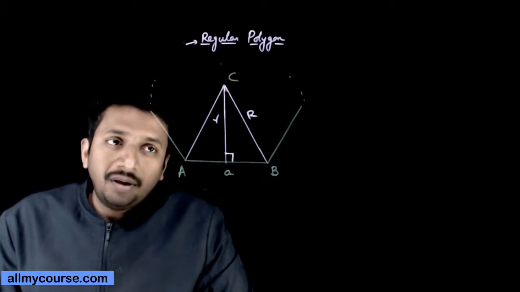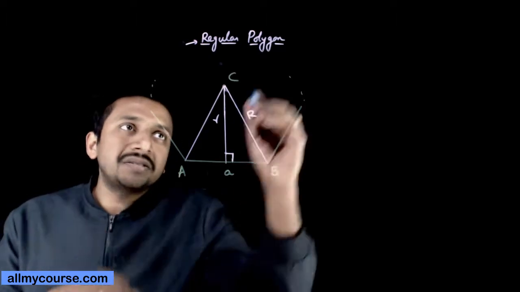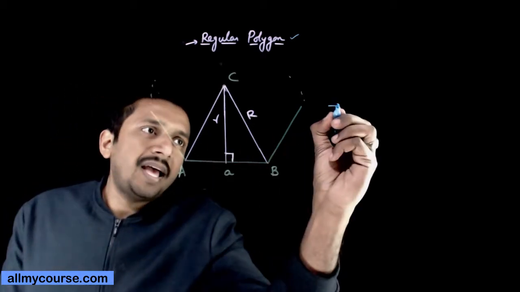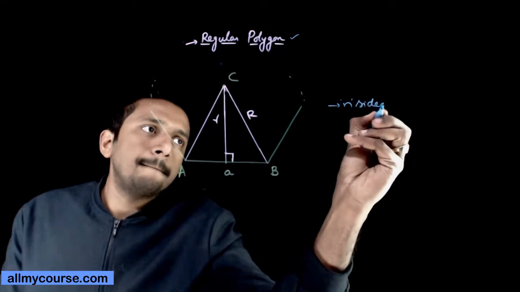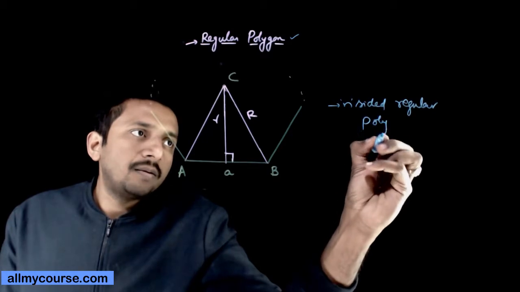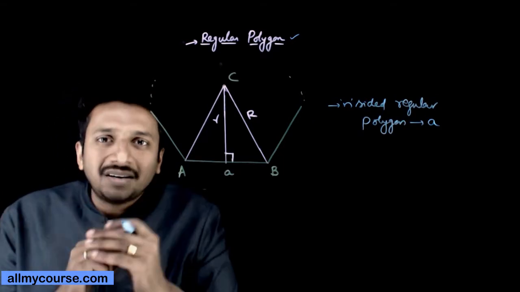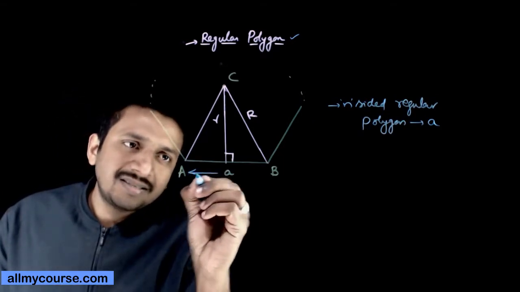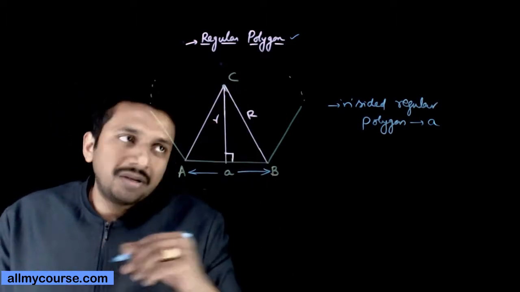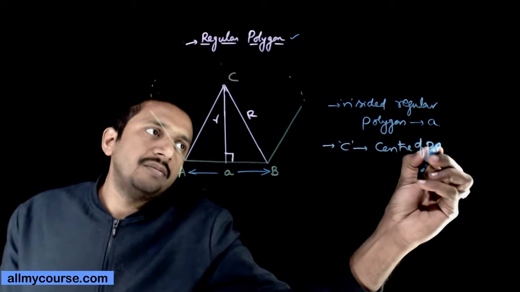So welcome students. In this topic, let us look at how to find the circumradius and inradius of a regular polygon. So let us say that you have an n-sided regular polygon whose length of side is A. So let us say that the side is A units and C be the center of the regular polygon.